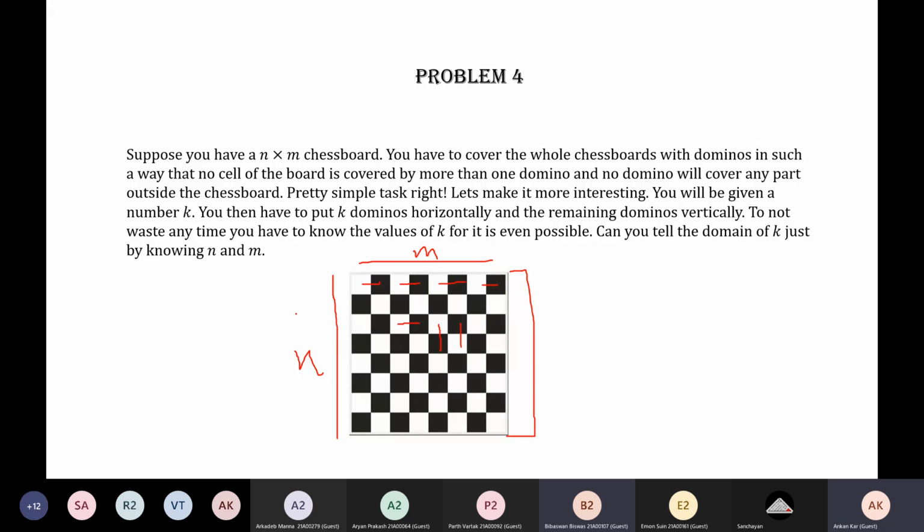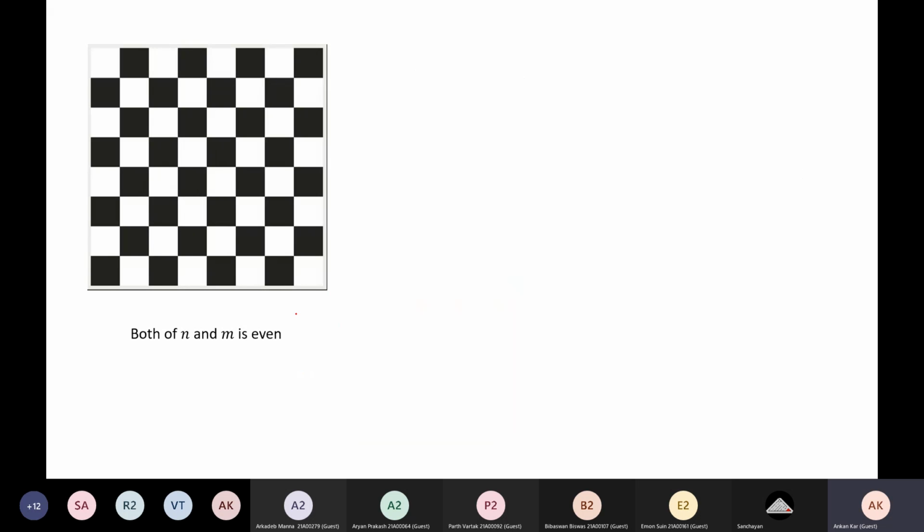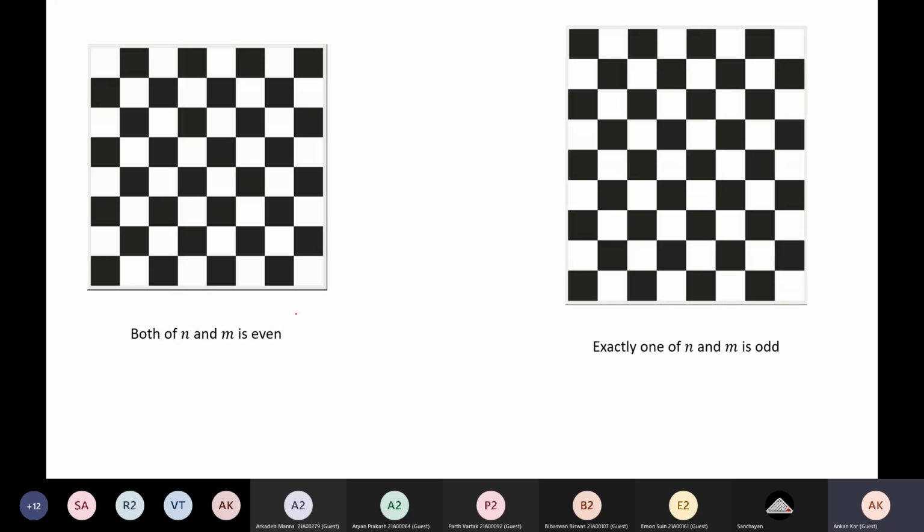Sir, in that case, if m is even, then the maximum value of k should be mn by 2. Yeah, maximum case will be mn by 2. Obviously, because dominoes are size two. Okay, let me give you some cases. One case is both n and m are even. Another case is exactly one of n and m is odd.